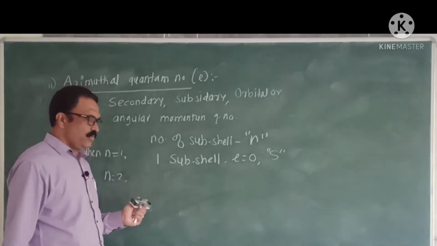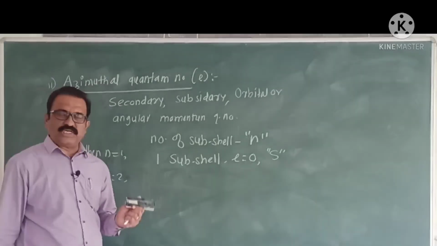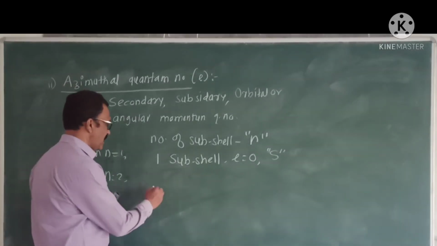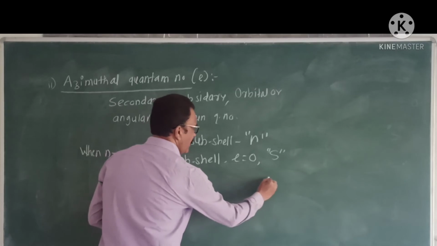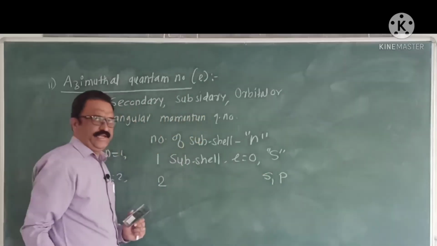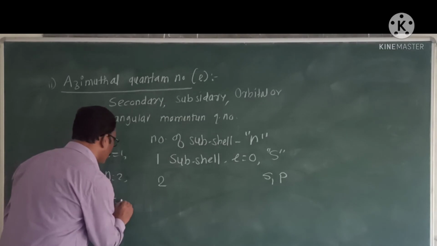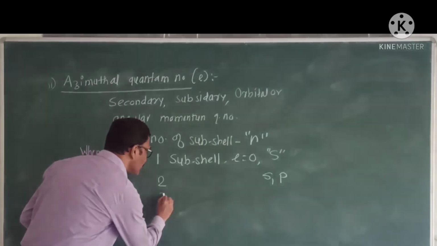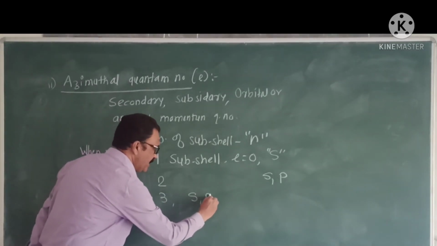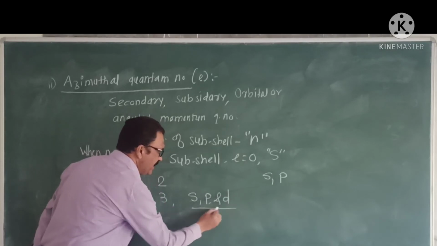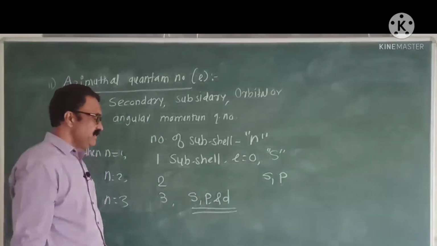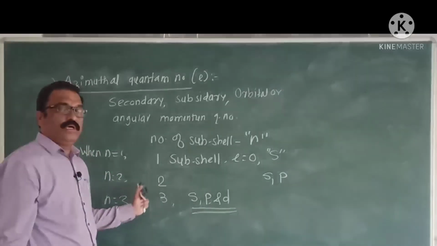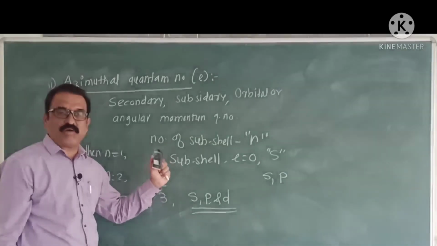When n is equal to 2, the second shell contains two subshells. These are s and p. Then when n is equal to 3, the third shell contains three different subshells. These subshells are s, p and d subshells. That is, the number of subshells is always equal to the value of the principal quantum number.